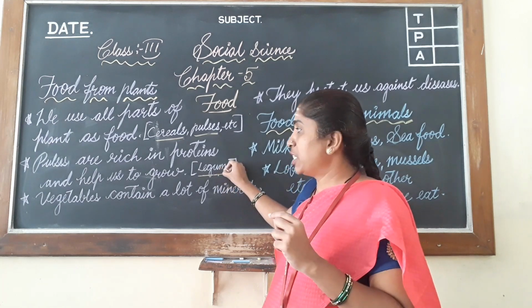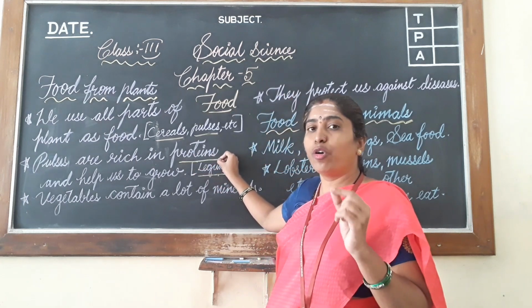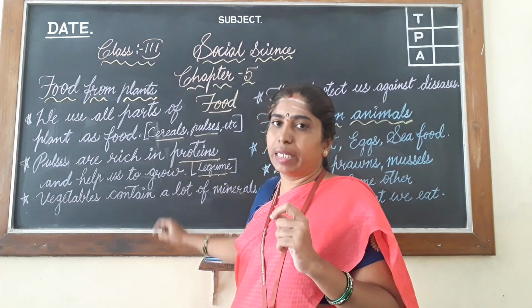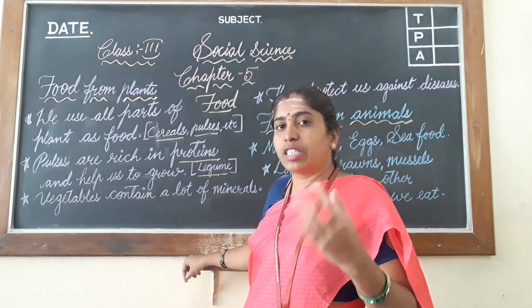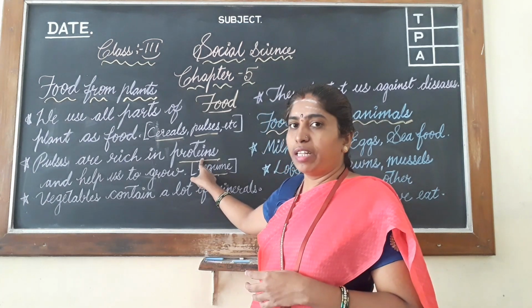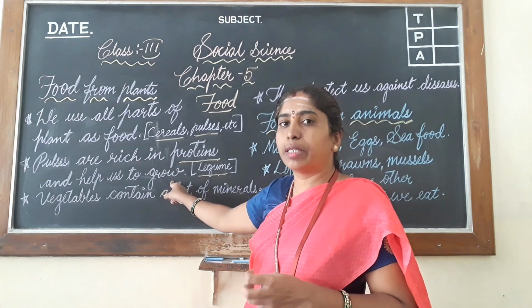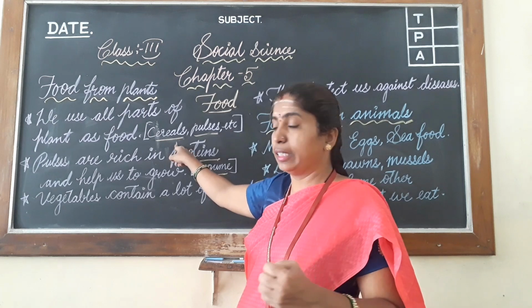So these pulses are rich in proteins. If you want to get more proteins, you need to eat pulses. Whatever it may be, tur, chana, from all these pulses you will get proteins. Okay, and they help us to grow. Proteins help us to grow. Cereals help us to get energy.